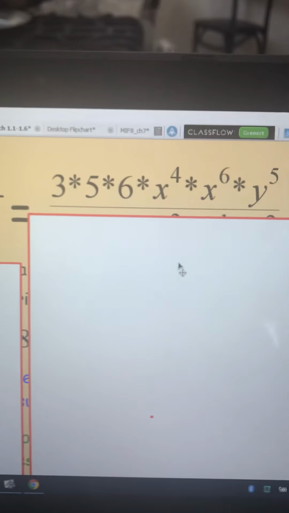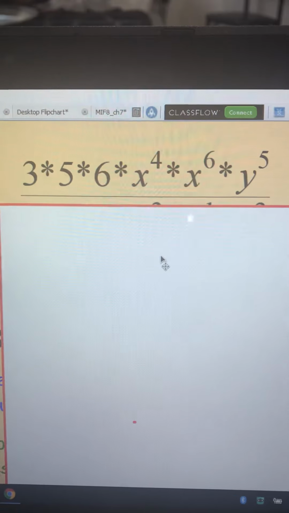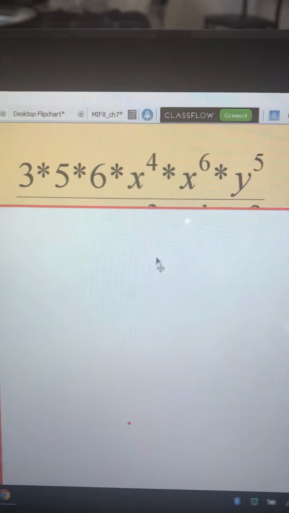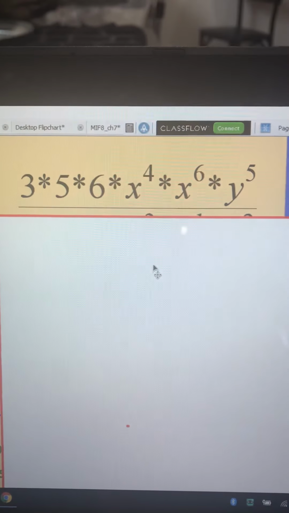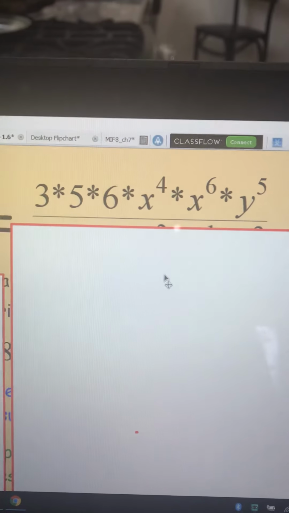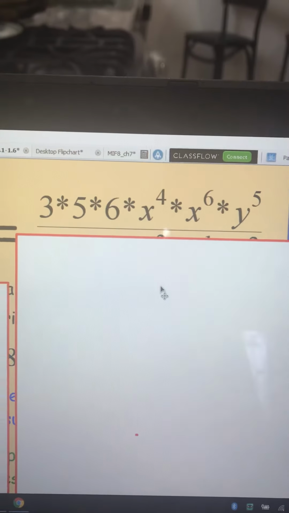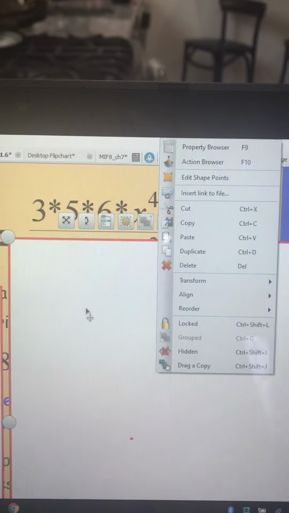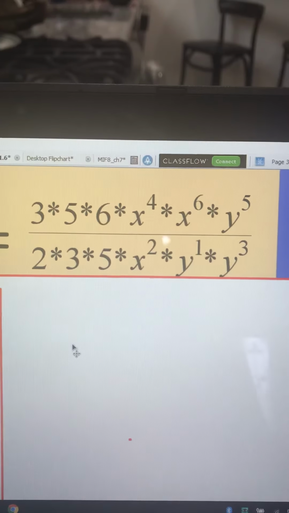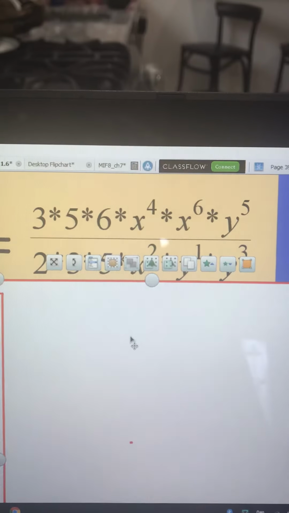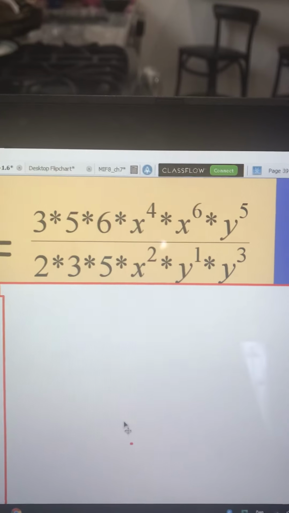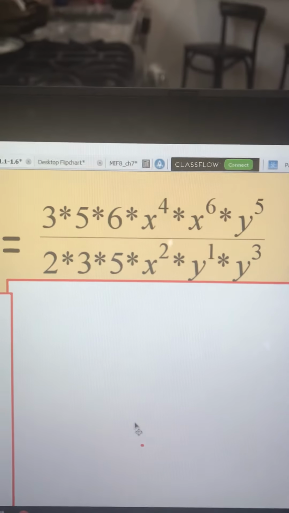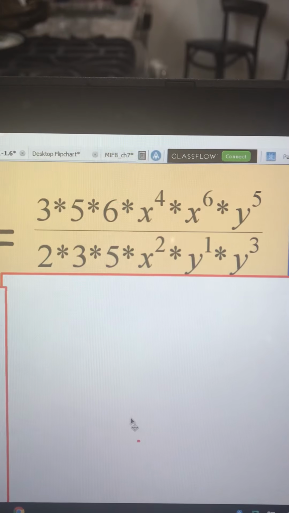Then organize your variables so that they're together. So I put my x to the 4th and my x to the 6th next to each other, and finally those y's, the y to the 5th. Now do the same for your denominator. By organizing it this way, guys, you are taking a lot of the pain out of the process. So then you have something that looks like this. Sorry, guys, I'm still without a stylus, but we're going to do our best. Did the same thing for my denominator.